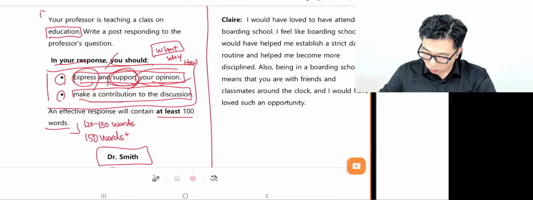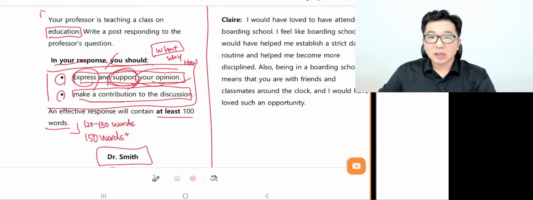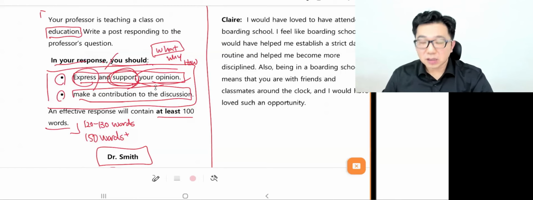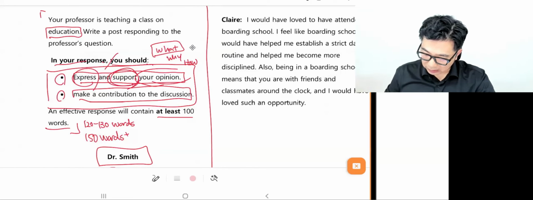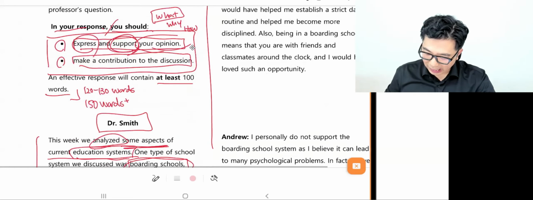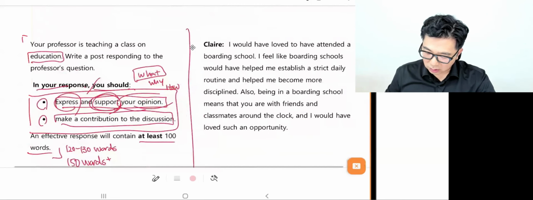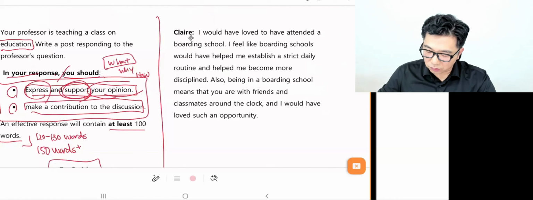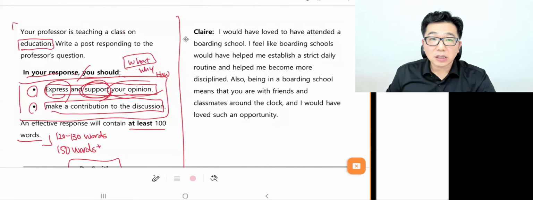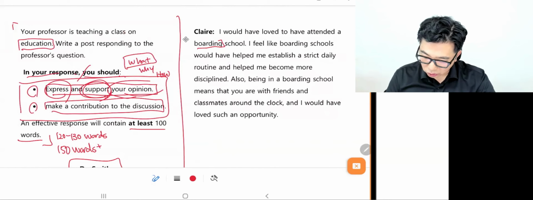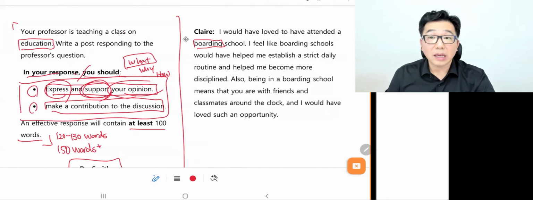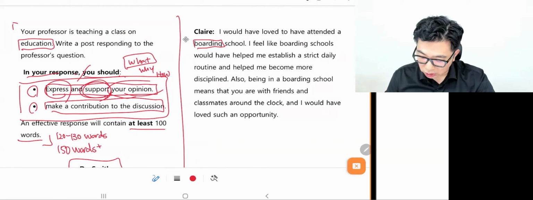Okay, so we haven't read really, like this is how we would read when we read. That's what I said. So let's actually read and see what kind of hint we can get out of it, how we should read. Okay, I would have loved to have attended a boarding school. So for Claire, it's very clear that she prefers boarding school. I think she thinks attending boarding school is a good idea. Okay, let's see the logic of that argument.